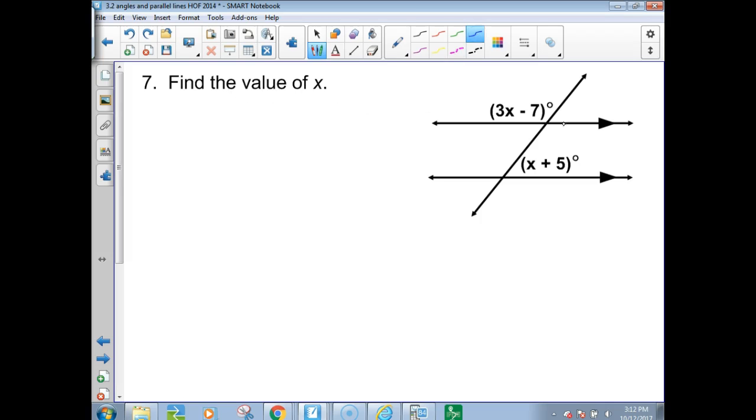Find the value of x. Challenge. I need you guys to focus. Look up here. We've been spacing out. You have to think about things sometimes. Sometimes it's not just straightforward. These aren't pairs of angles that we've talked about.